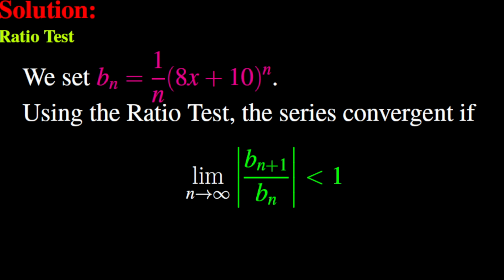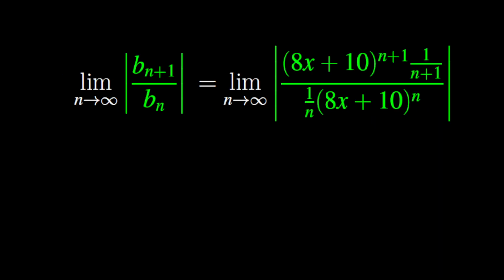The series converges if the limit of the absolute value of the ratio of the n+1 term to the nth term is less than 1. Now, we have to compute the limit of ratios. It comes that the limit as n goes to infinity of b_(n+1) over b_n is equal to the limit as n goes to infinity of (8x + 10)^(n+1) times the fraction 1 over n+1 over 1 over n times (8x + 10)^n.